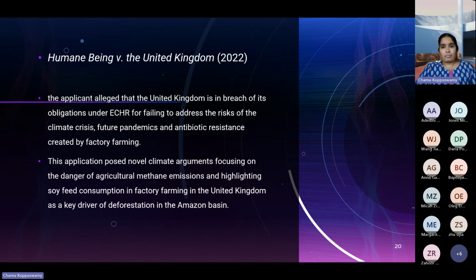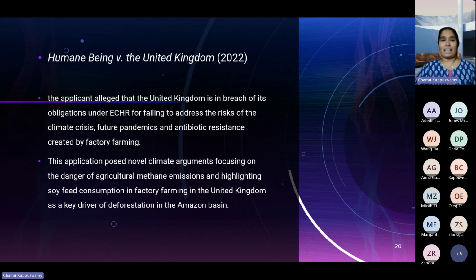Another interesting citation here. It's not human being, it's humane being. Again, another organization, a non-state actor. Humane being versus the United Kingdom. There have been quite a few cases in the UK. We've had cases around, you know, Heathrow Airport expansion. We've had cases around an extra license for onshore oil drilling operation, etc. But this one is very interesting because it really stretches the argument. So the applicant alleged that the United Kingdom is in breach of its obligations under the European Convention of Human Rights, ECHR, for failing to address the risks of the climate crisis, future pandemics, and antibiotic resistance created by factory farming.